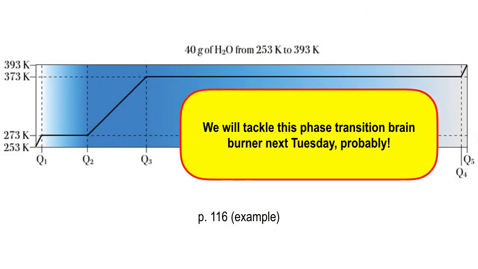Now here's a picture from page 116. And we're going to tackle the brain burner that is associated with this image on page 116. But we're actually going to talk about this image for certain of the phase transitions that we're talking about today. All right. So make a note, page 116, and we're going to come back to this diagram.